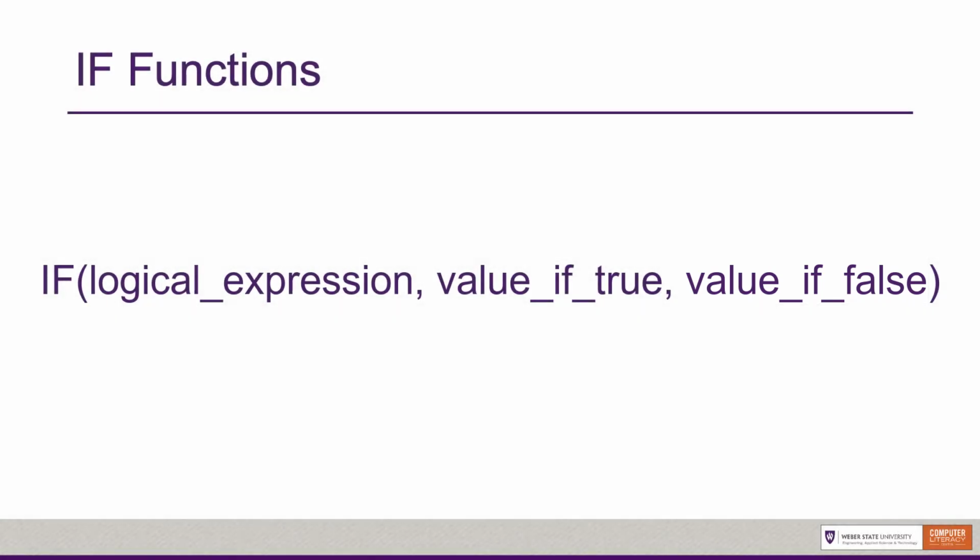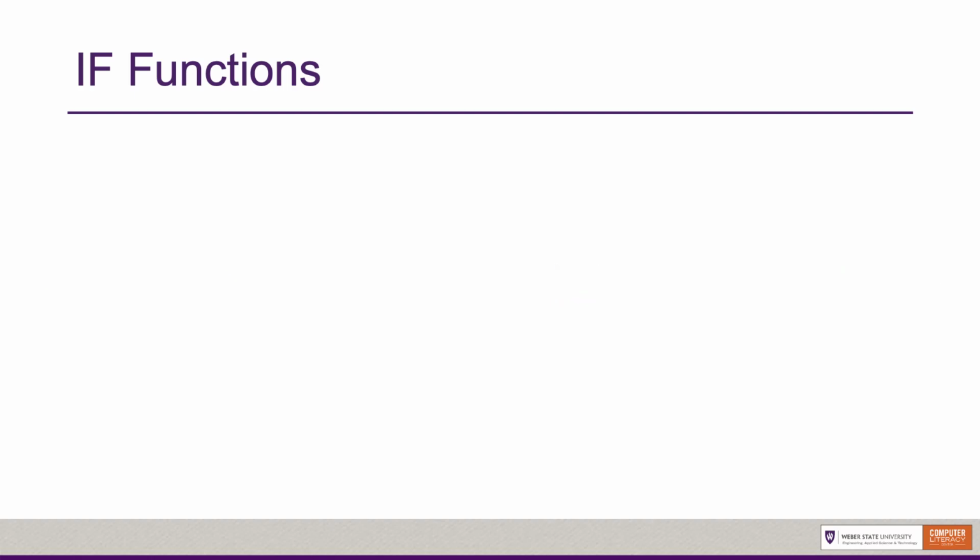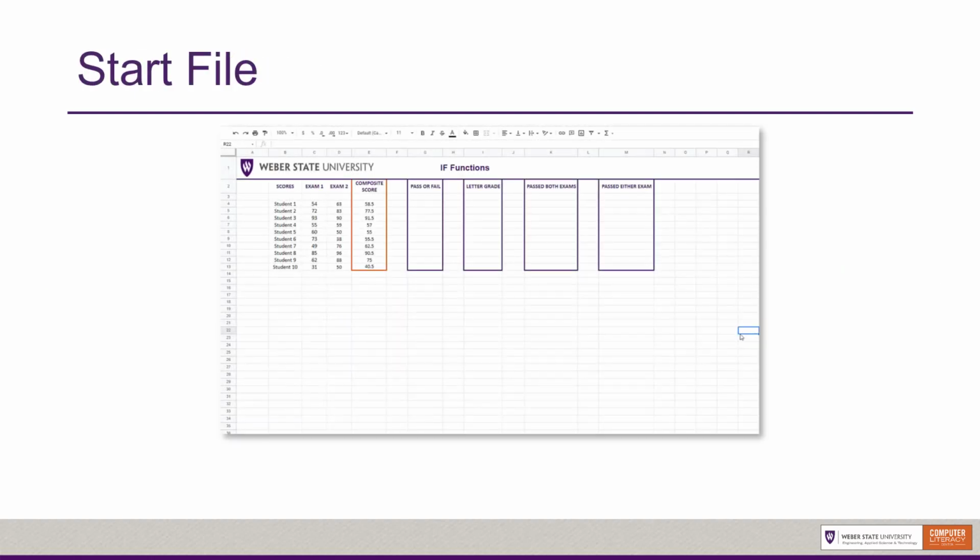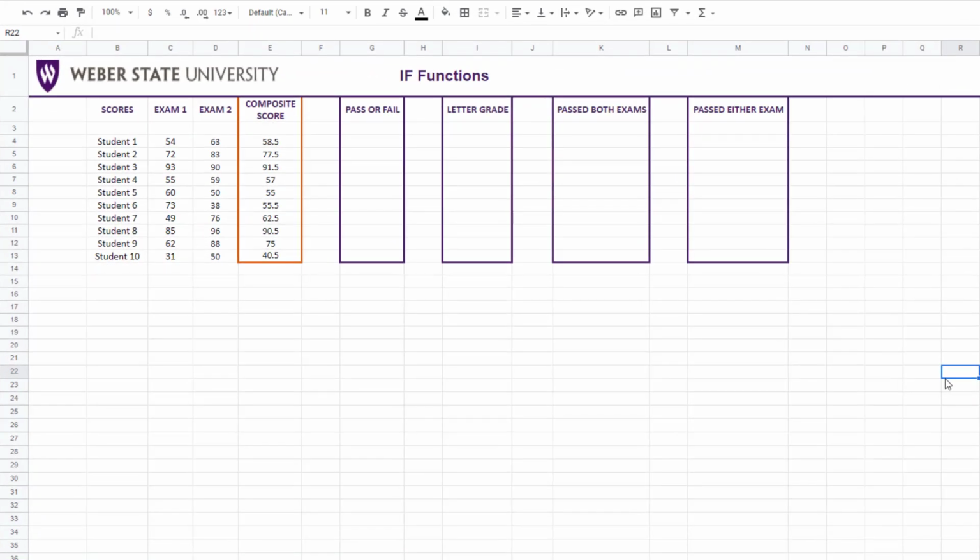Let's look at an example. If you'd like to follow along, go ahead and find the start file bundled in this module. Download the if function practice sheet and save it as your own. For this example, we're helping a teacher find out if some of her students passed or failed her math class. To start, let's select the cell we want our functions and results to show in. For this, we'll select cell G4.